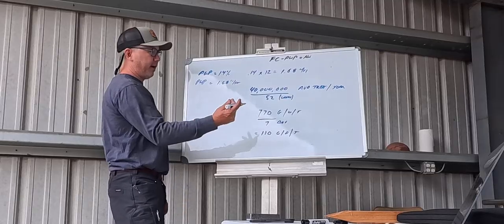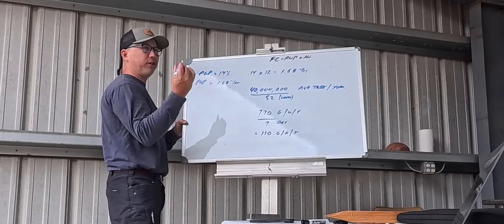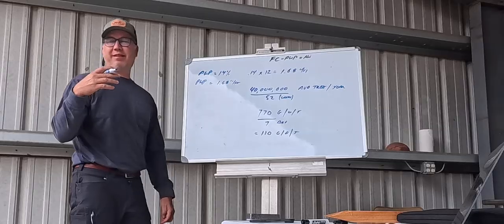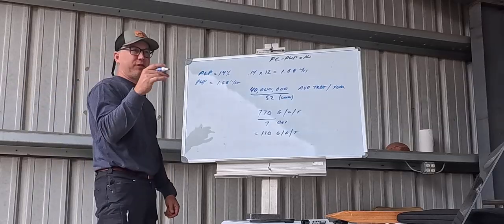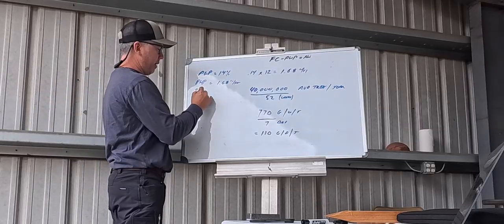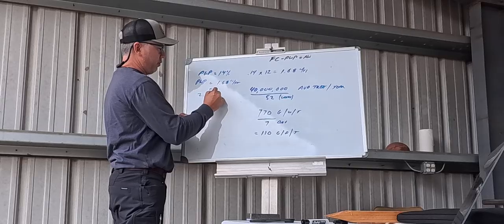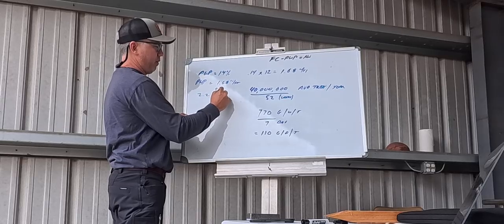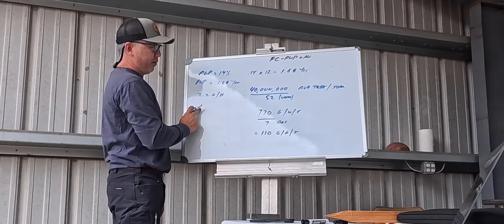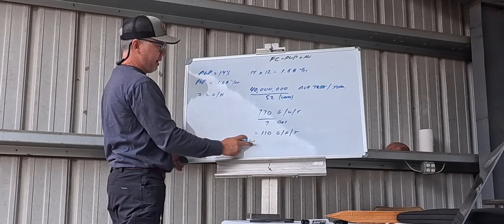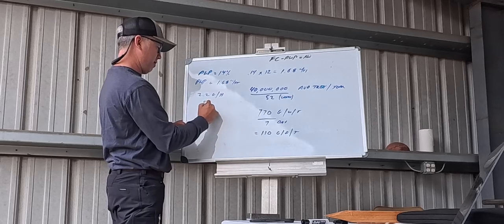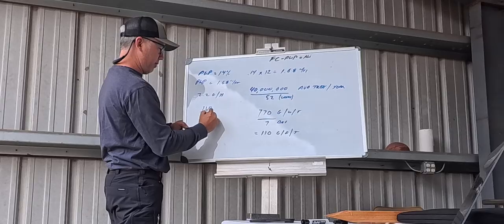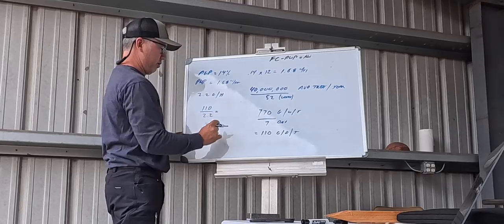So if I have a sprinkler, right? Sprinklers are rated in gallons per hour. Every sprinkler you buy will say, on the sprinkler, 2.2 gallons per hour. So what we can actually do is take the 110 divided by 2.2. What's that?